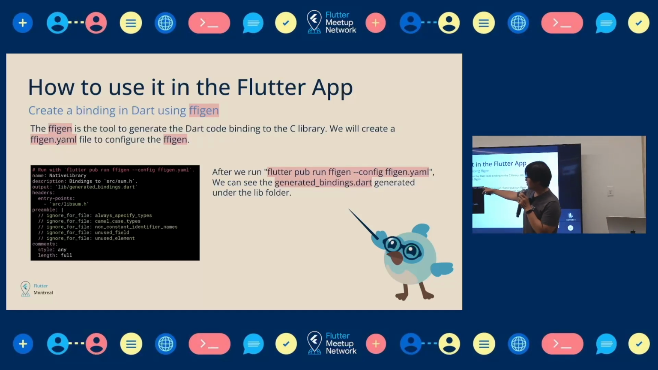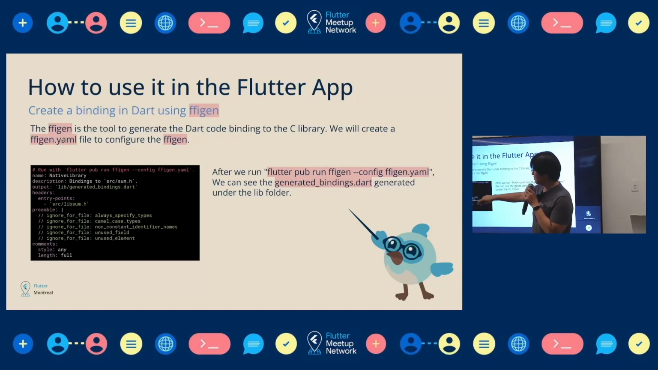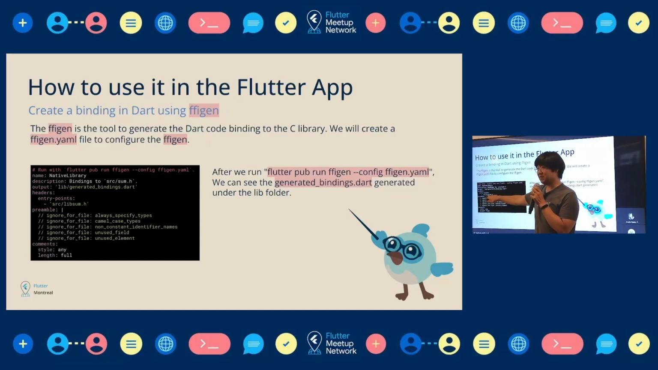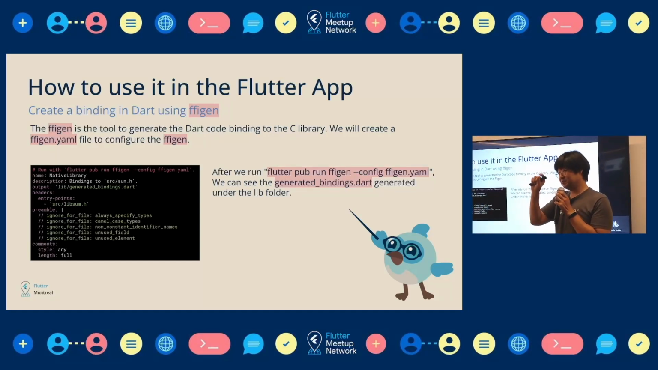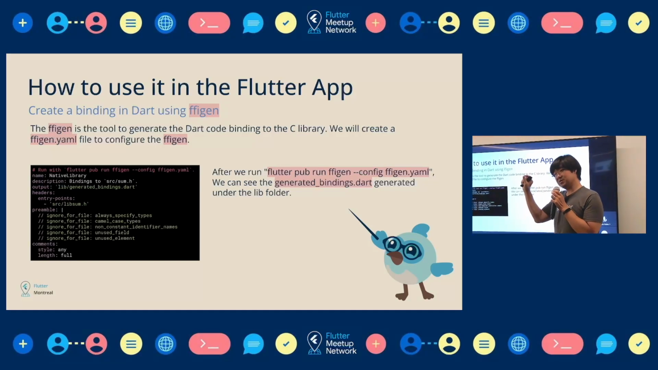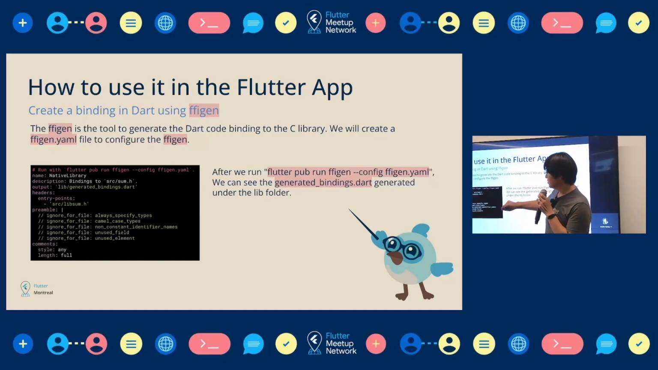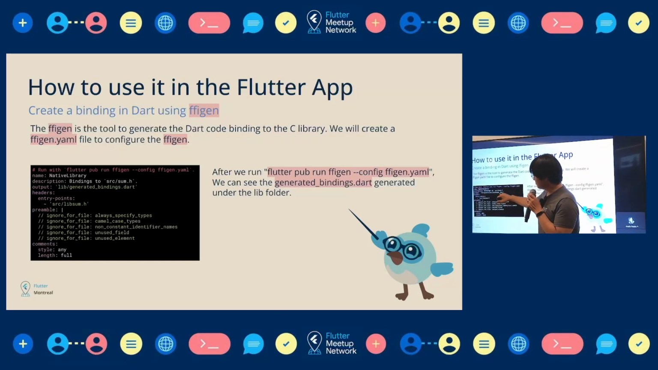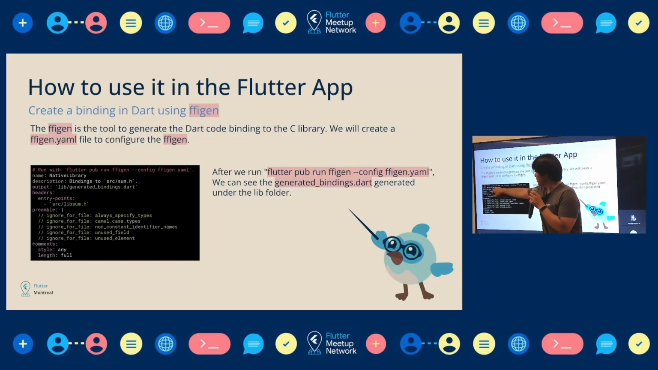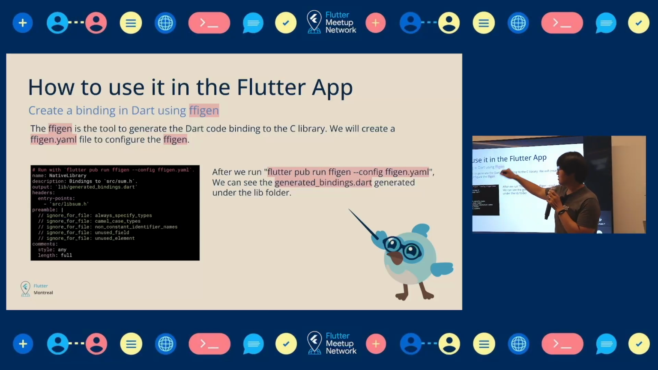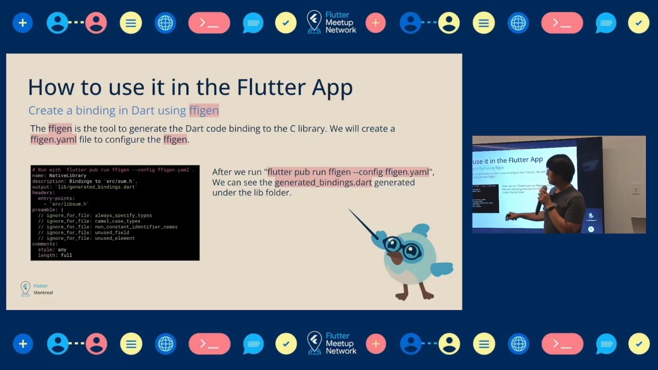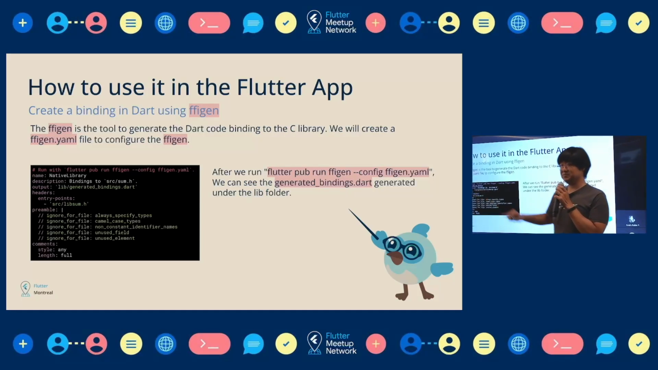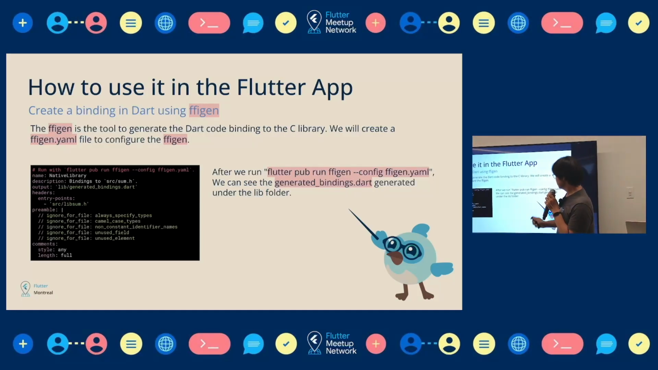So you need to write a YAML file, something like that. It's easy. You just need to put the output, and then you need to put the header file, which has the functions, the symbols. So it knows what your library looks like, right? Once you have it, you just run dart run ffigen --config ffigen.yaml, then it will generate the bindings under the lib folder. That's it.